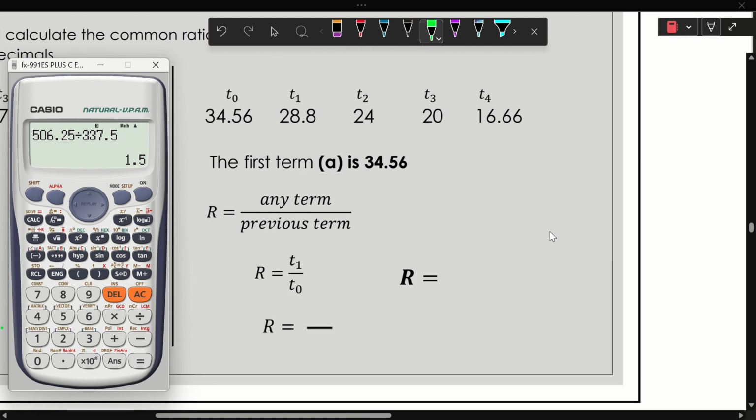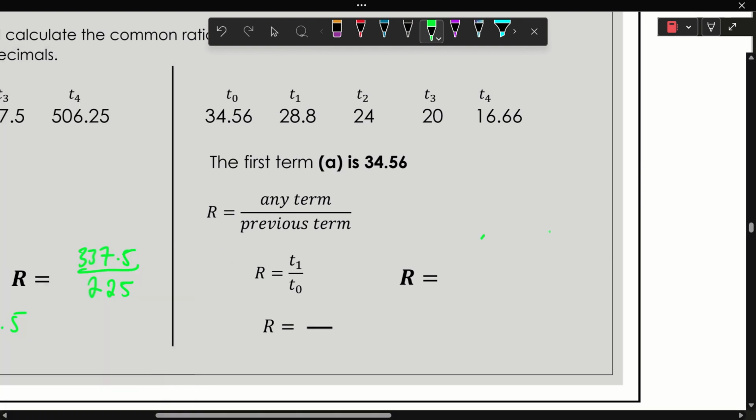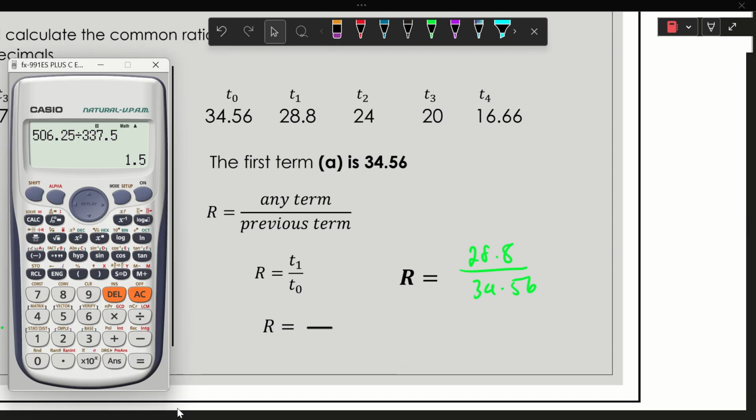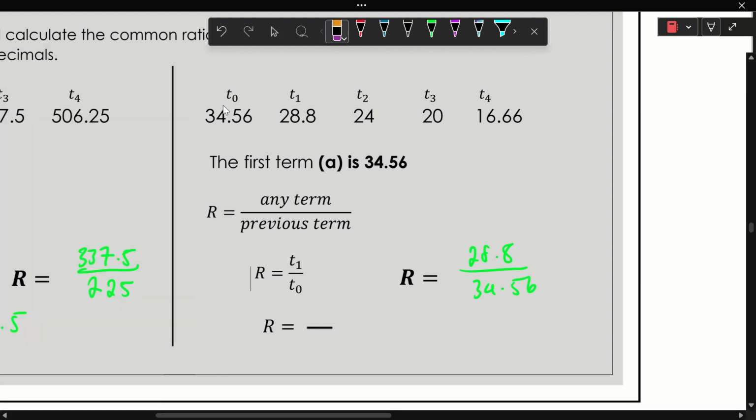This one here, okay, it's going to be, what did we use? T1 and T0. So 28.8 divided by 34.56. Can anyone tell me, is this answer going to be more or less than 1? Less. Good. Okay, so 28.8 divided by 34.56 gives us 5 over 6, or 0.83. That's fine too.